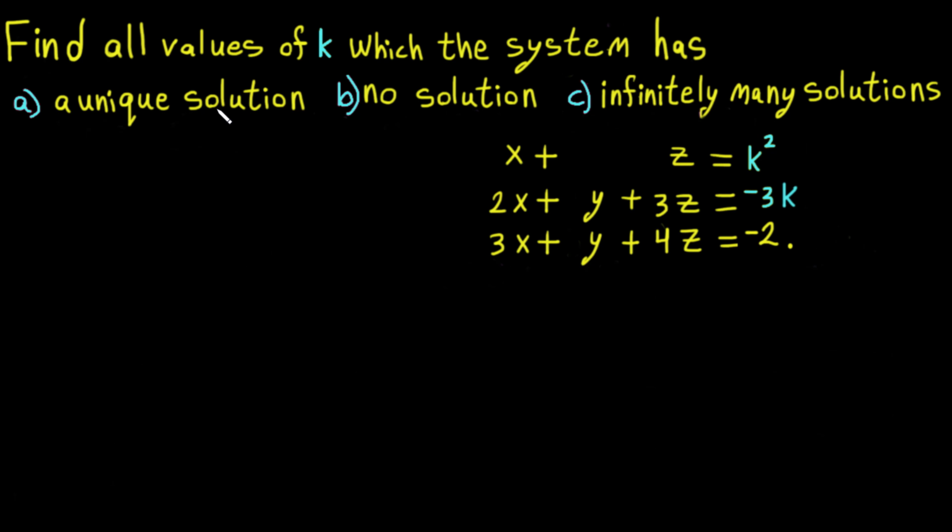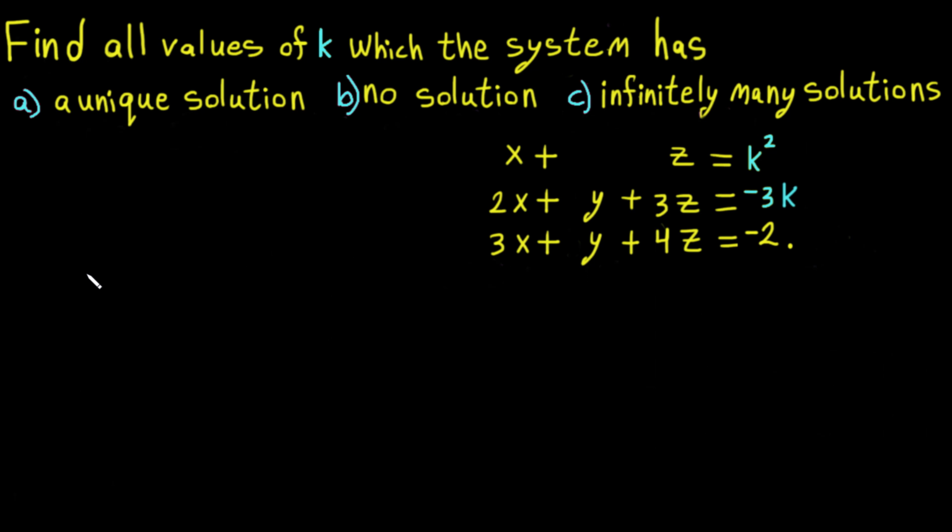Hi, let's do the example to find the value of k. Here, the question: find all values of k for which the system has a unique solution, no solution, or infinitely many solutions for the following system.